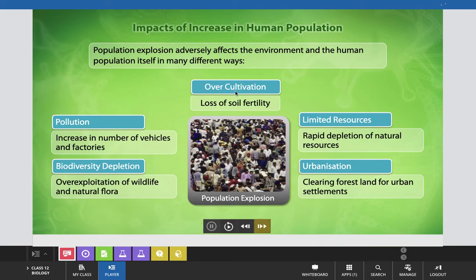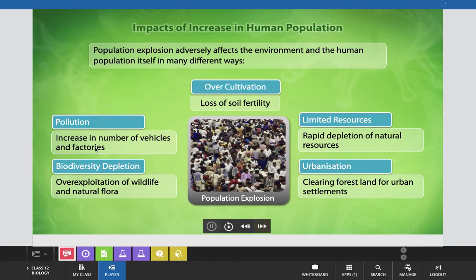One way is over cultivation. Due to the increase in our population, we require more food, more production of food, for which we have to cultivate more on our land, and that over cultivation leads to loss of soil fertility in the coming future. Another adverse effect is pollution.